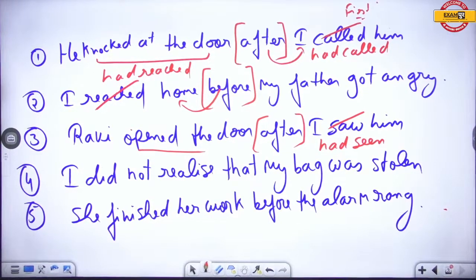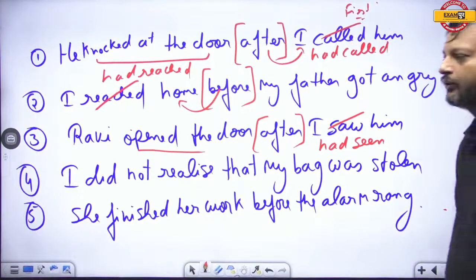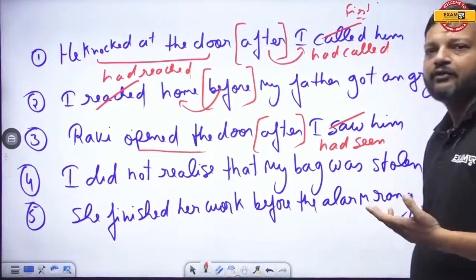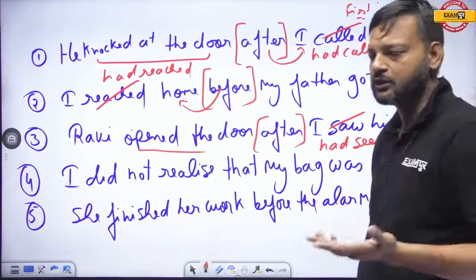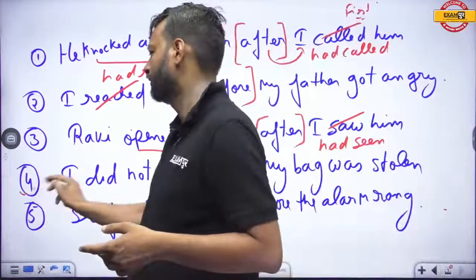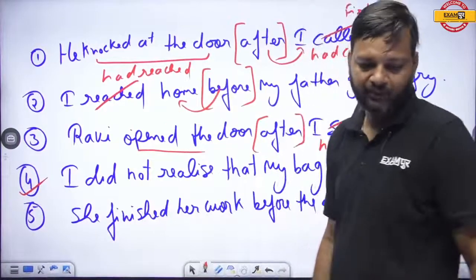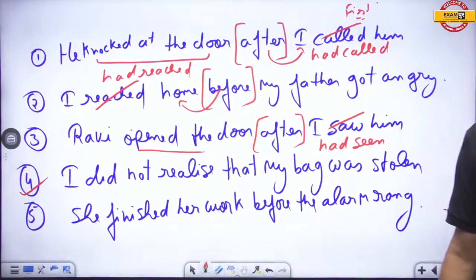Okay. Now fourth sentence. I did not realize that my bag was stolen. Now, I have explained three sentences. Now it's your turn to solve the fourth one. Solve it. I am giving you 1 minute and then I'll tell you the answers.